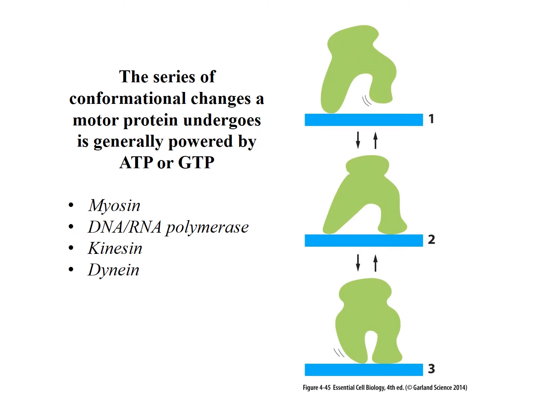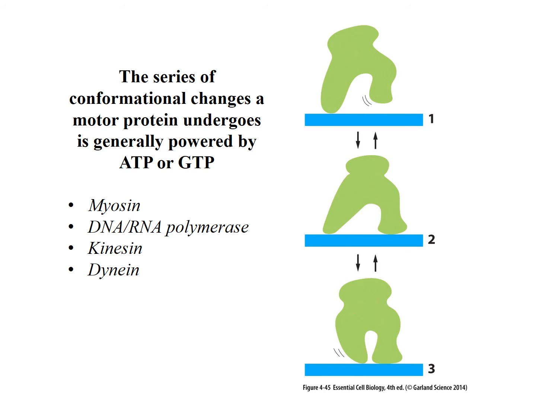This illustration shows a motor protein, such as myosin, undergoing a series of conformational changes that results in movement. Generally, these conformational changes occurring in a multi-step pattern will be powered by ATP binding, ATP hydrolysis, and release of the ADP and inorganic phosphate, or a similar reaction with GTP being hydrolyzed to GDP.